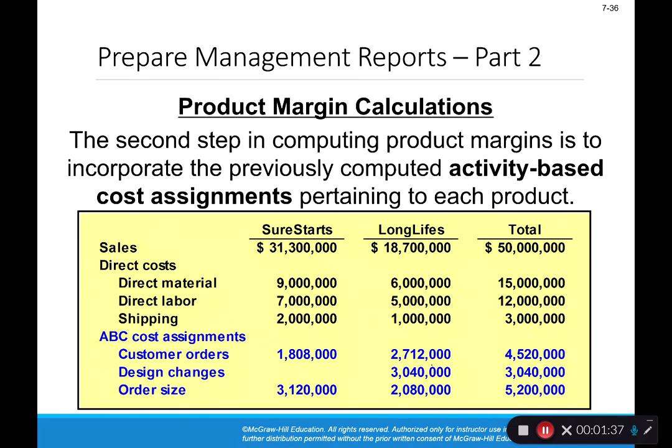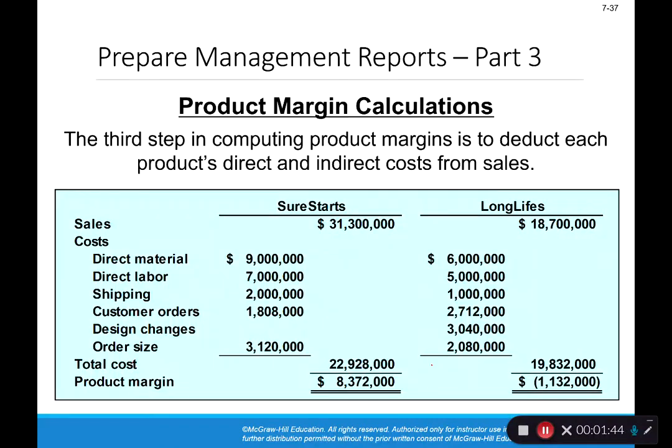And then the last step is going to be to subtract revenue minus all our costs, and that'll get us what we call product margin. So we can see that our product margin for Sure Starts is a positive $8,372,000, but for Long Lives, we're actually losing money on those Long Lives. 1132 is our loss. So having this information lets the company know that utilizing resources to make these Long Lives is actually not helping the company's bottom line.